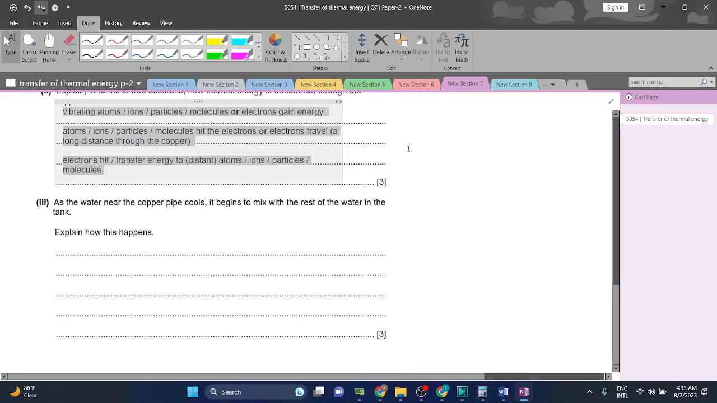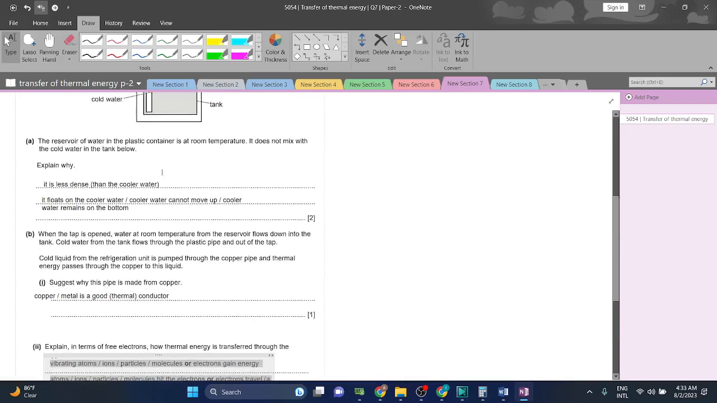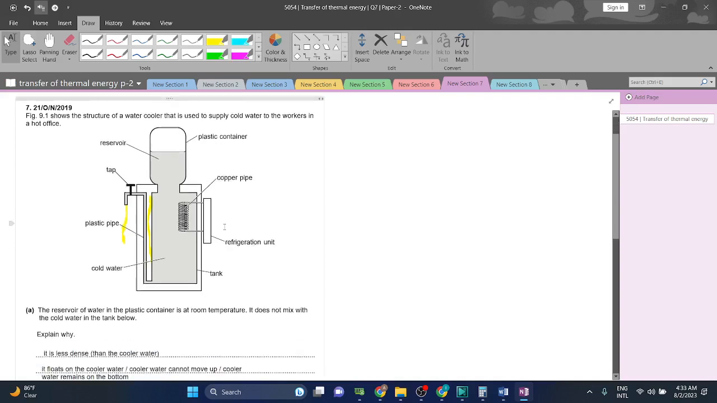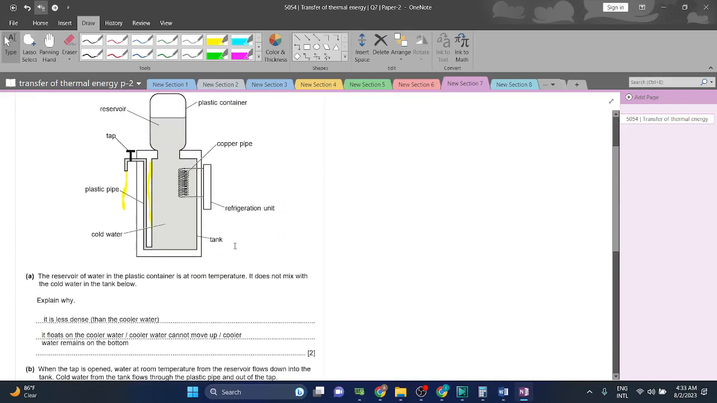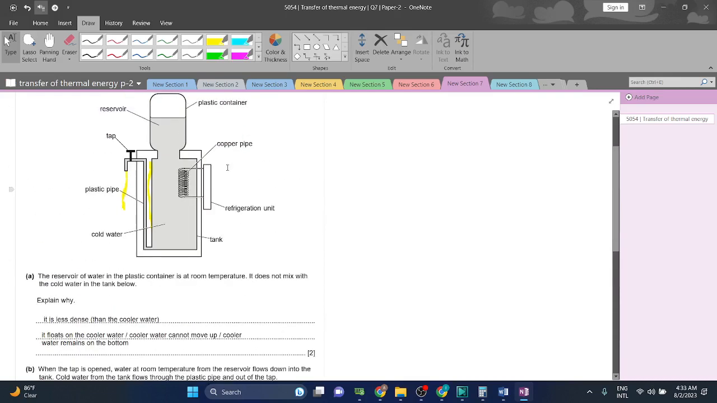As the water near the copper pipe cools, it begins to mix with the rest of the water in the tank. They are saying now that as the water near the copper pipe starts to cool down, it begins to mix with the water in the tank. Explain why. Let's explain how this happens. Because the copper pipe is cooling the water. The copper pipe will cool the water, therefore making the water more dense. And when the water is more dense, it will sink down to the bottom and into the tank.